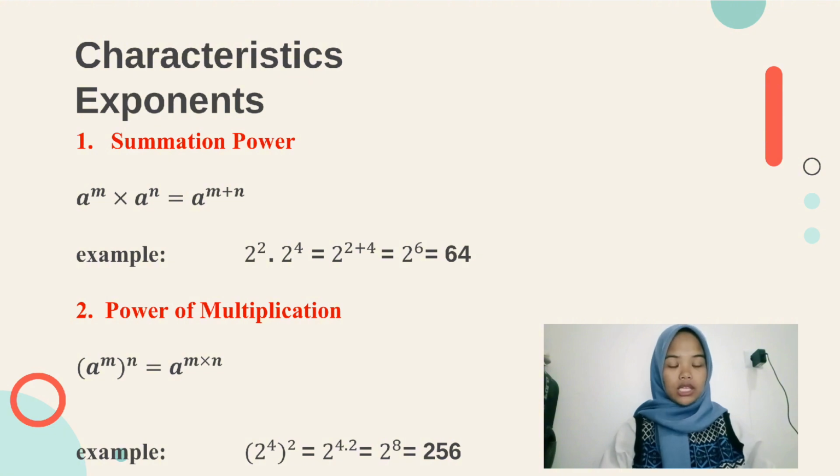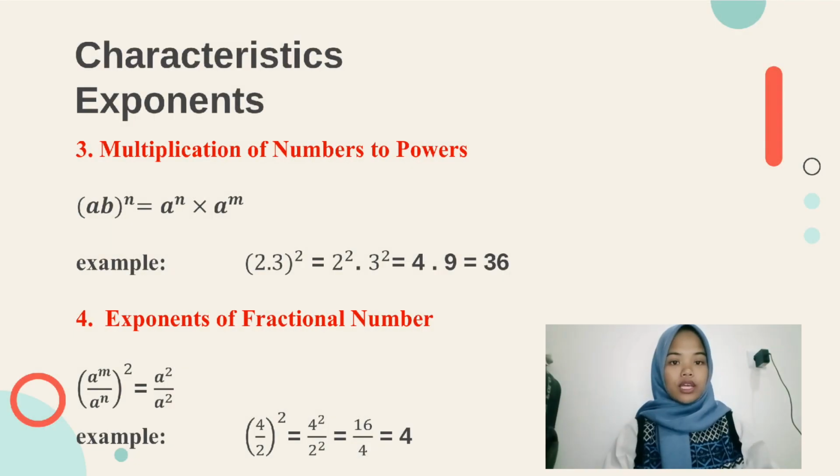Number 2. Power of a power. If a number with a power is raised to another power, the exponents are multiplied. In other words, if it is in the form of brackets, then the power inside the brackets can be multiplied by the power outside the brackets. For example, 2 to the 4 all squared is 2 to the 4 multiplied by 2, which is 2 to the 8, which is 256.